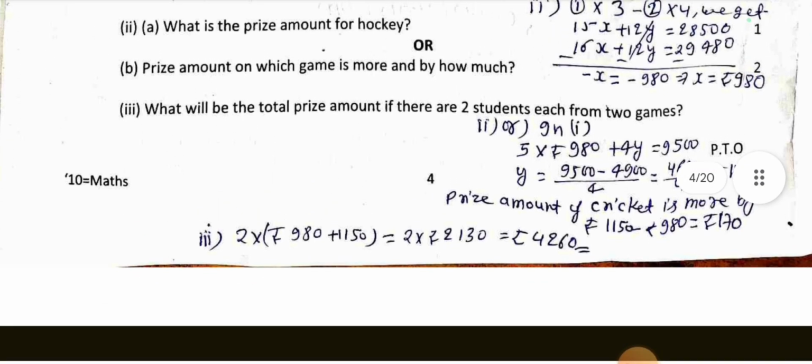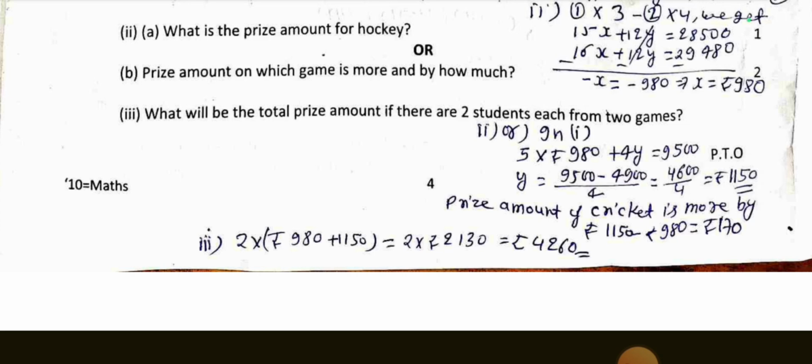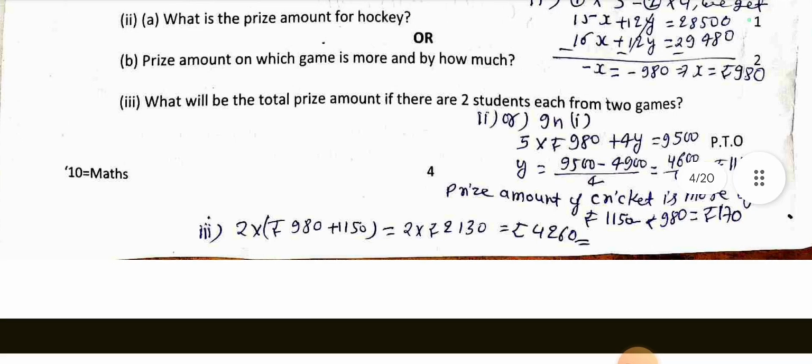Now question third is very easy. What will be the total prize amount if there are 2 students, each from 2 games? Each from 2 games means 1 of hockey, 1 of cricket, so the total sum is 2130, and for each of 2 students, 2 into 2130 means 4260. It is the right answer of third.